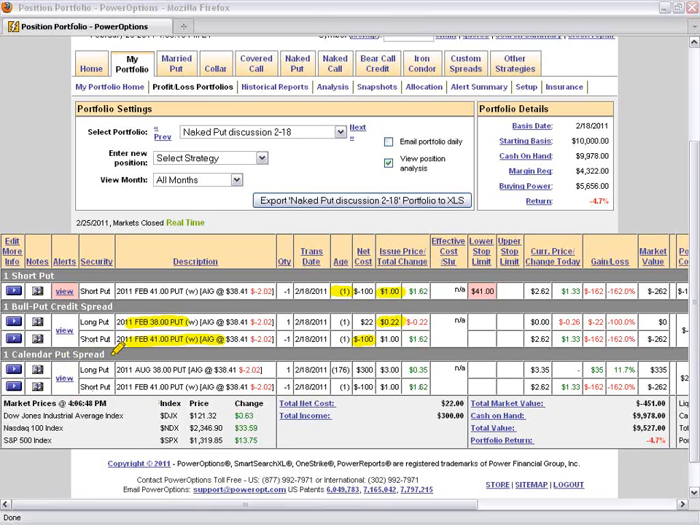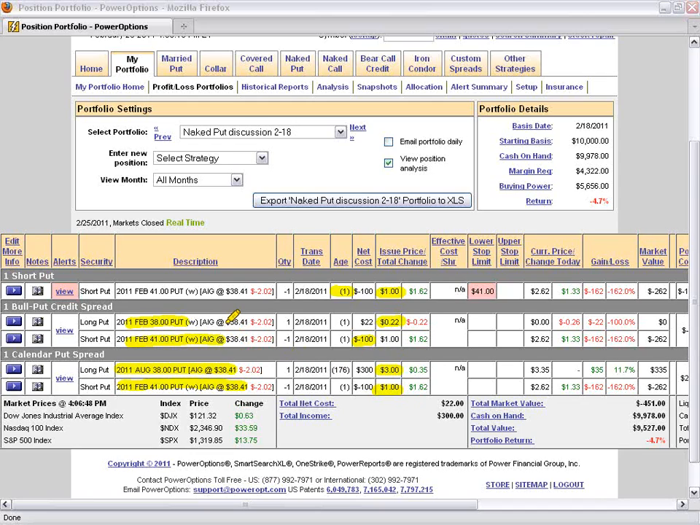And then we did a calendar put spread. We sold the February 41 put for $1 and at the same time bought an out of the money August 38 put for $3. So we had a net debit of $2. That's the most we could lose on the position.